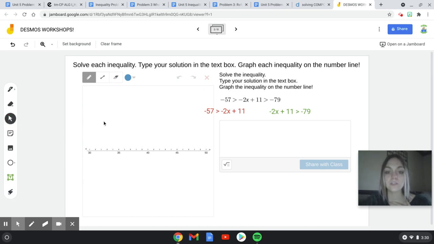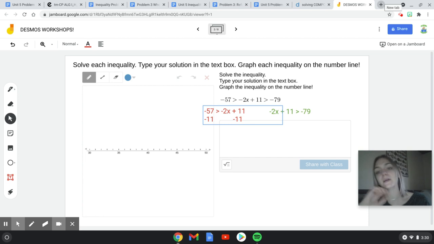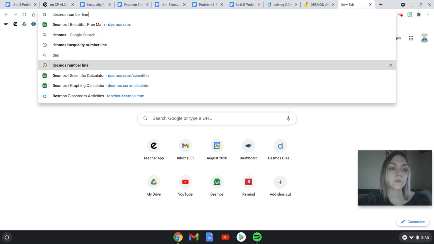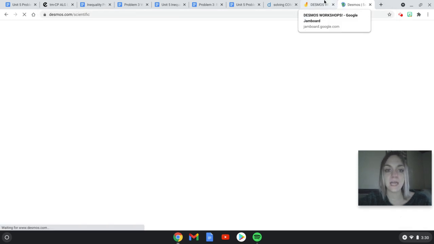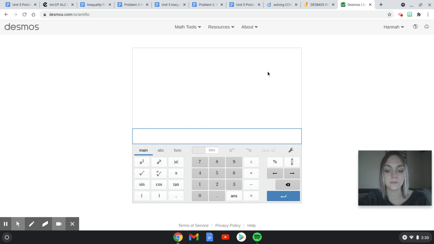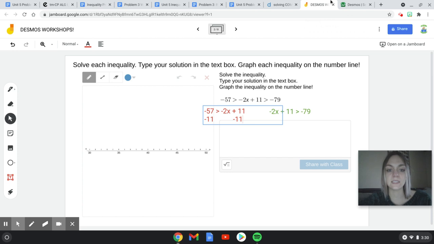We are just going to solve our inequality. So obviously my first step is going to be to subtract 11 from both sides. So make sure you're doing this in your notes. Pause this video. If you don't have the Desmos Scientific Calculator pulled up, go ahead and get that ready. So I am looking at negative 58 minus 11. I lied, negative 57 minus 11. And we get that our answer is negative 68.